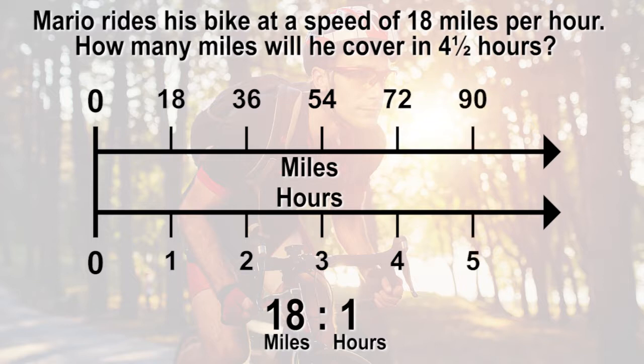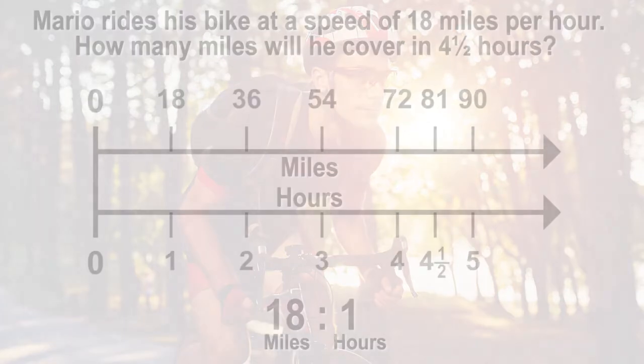Since the problem asks how many miles Mario biked in 4.5 hours, the number of miles would be halfway between 4 and 5. Since each interval represents 18 miles, 1/2 of an interval would be 9. The number of miles Mario biked in 4.5 hours is 81 miles. Students will continue to work with a variety of real-world problems and practice using double number lines as a strategy for solving ratio problems where the quantities have different units.